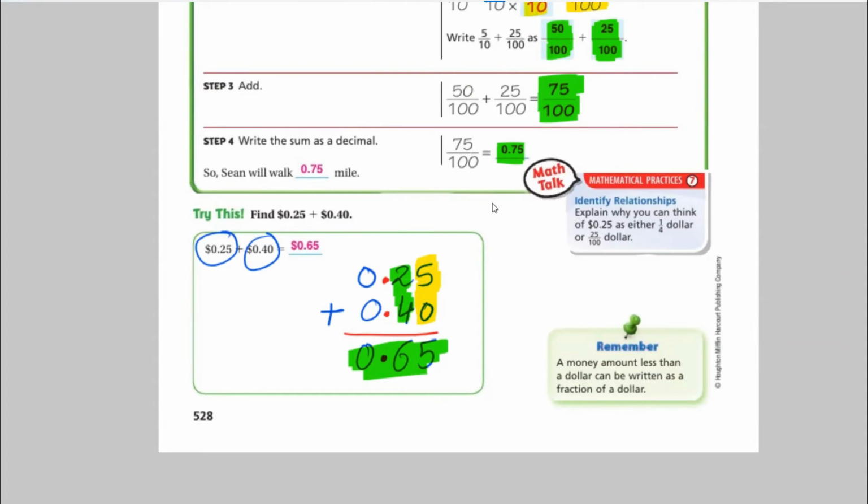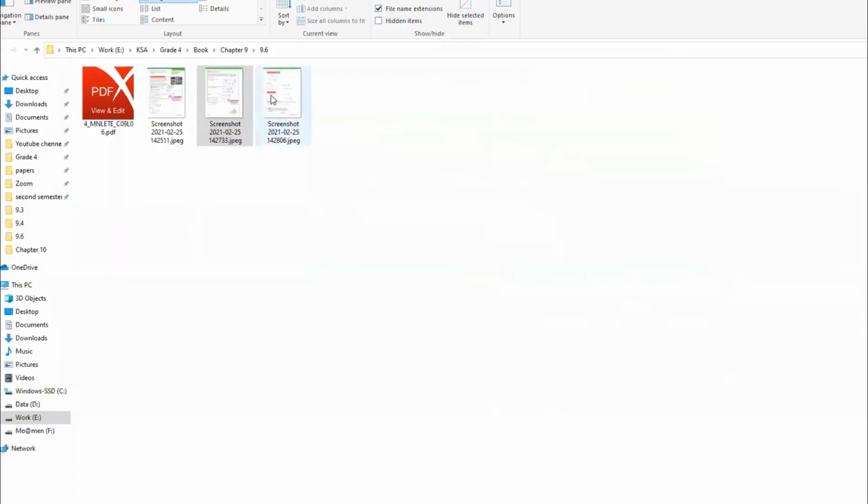Okay, guys, write this and then we're gonna move to the next page. Hurry up. Okay, let's move.